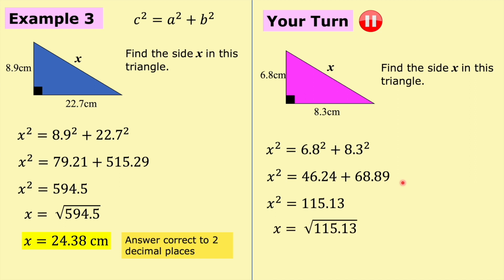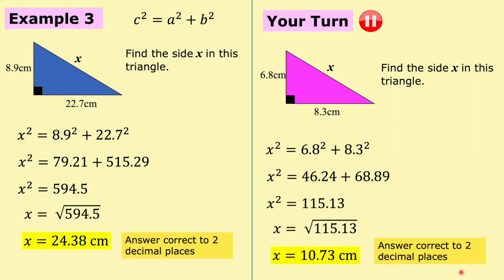You want to square root that answer, you'll get a big long decimal number. You want to make sure you're rounding your answer correct to 2 decimal places, writing that in your final answer as well that you have rounded, so you can put that in brackets. And you should have got 10.73. So really well done if you got that correct.